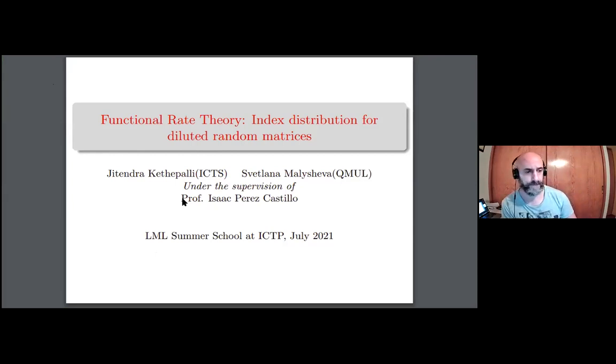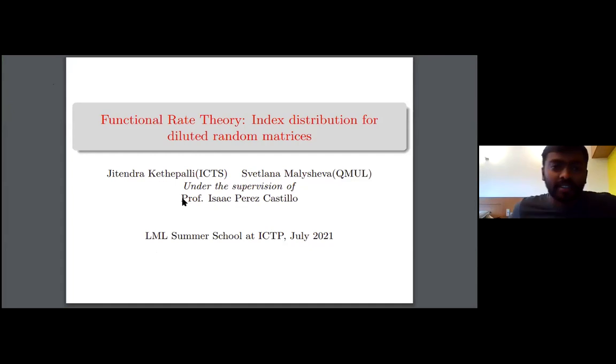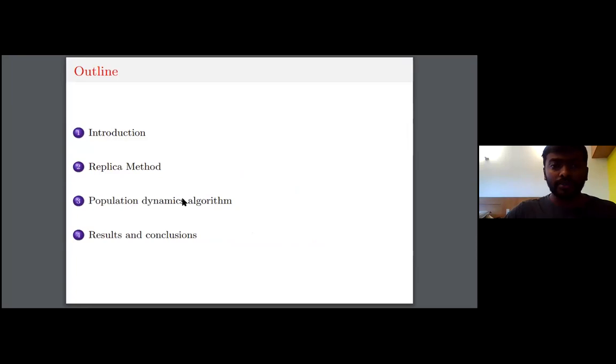Thank you. Hi everyone. As Isaac has already mentioned, we'll study diluted random matrices, specifically the index distribution using functional rate theory. This project was done with Svetlana, who is from QMUL, and myself, under the supervision of Professor Isaac. So this is the organization of the talk.